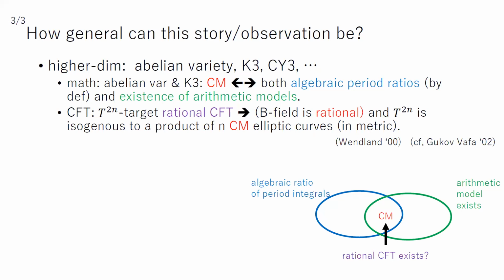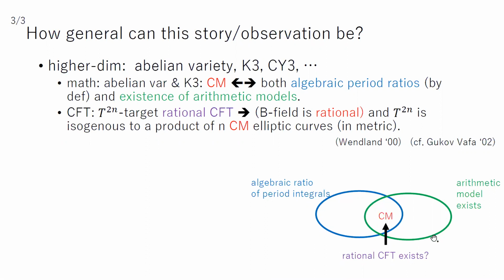So the direction of inference will be something like this. The class of geometry will be defined, has an arithmetic model defined over a number field, and the class of geometry has the ratio of the period integrals given by algebraic numbers. And the intersection of those sets may be complex multiplication (CM) type, at least that's true for K3 and abelian varieties. And for Calabi-Yau threefolds and other spaces, maybe that's a small subset.